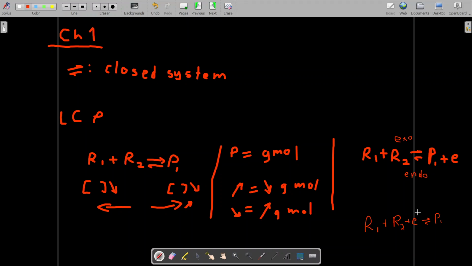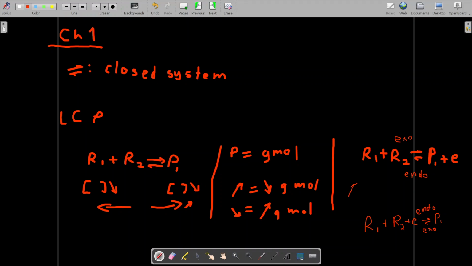Now this here is our endo and the other one would be exo. You always have to point out your endo and exo sides before starting to solve anything at all. That's the first thing you have to do. So if this is our exo, now let's say you increase temperature in each of these cases.